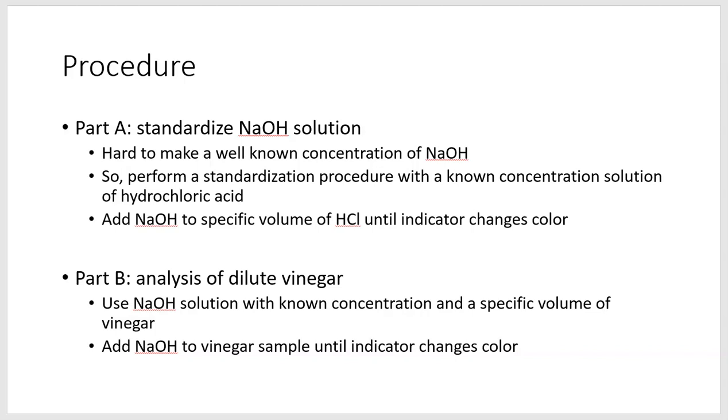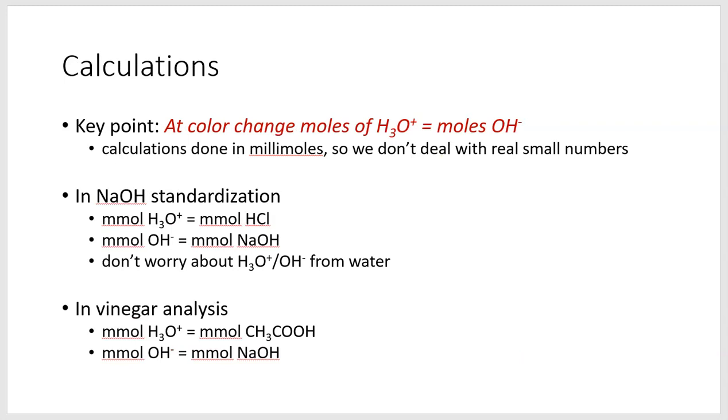Next, part B, we use the known concentration of NaOH to figure out the concentration of acetic acid in the vinegar. And again, we'll look for the color change. At that point, the moles of the acid in the vinegar and the moles of sodium hydroxide are equal, and we can figure it out. So, as I've mentioned a little bit, but let me just make clear, the moles of H3O+, or hydronium, and the moles of OH- are equal at the color change.